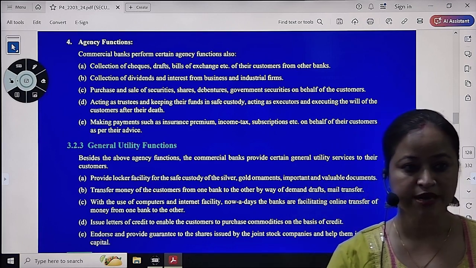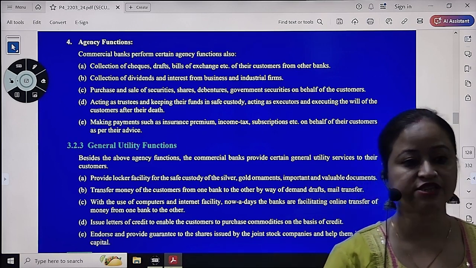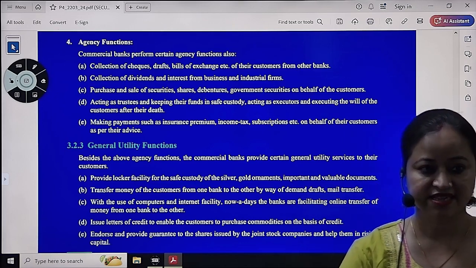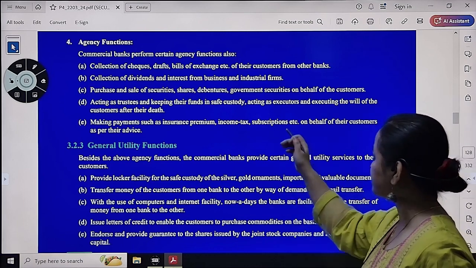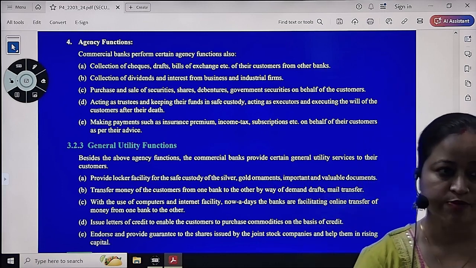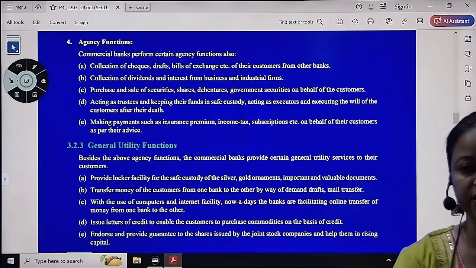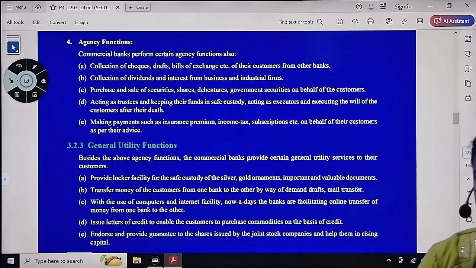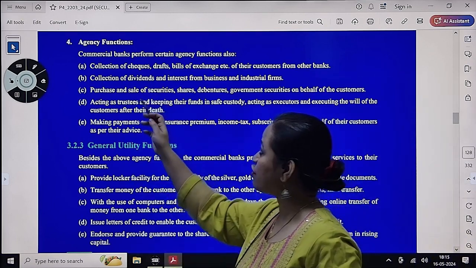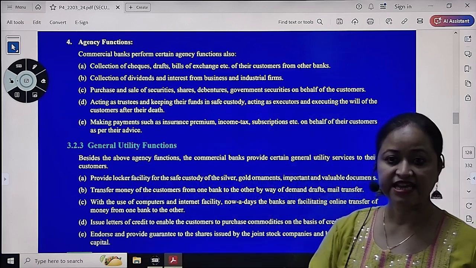So if we have to pay an insurance premium, we do not have to go to the insurance company. If we instruct the bank, the bank will pay on our behalf. So the bank is acting as agent. If we have to pay some subscription or income tax, it is the bank that will pay on our behalf. The money will be deducted from our account, no doubt, but the bank will automatically do that function for us. That's why banks are called our agents, because they are performing all these agency functions. Am I clear to you? So they are acting as agents for us.